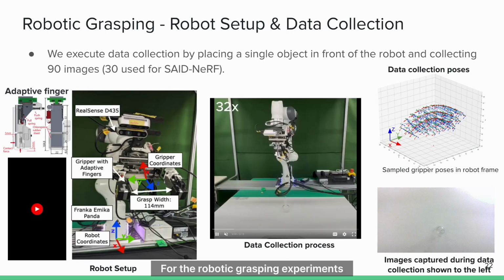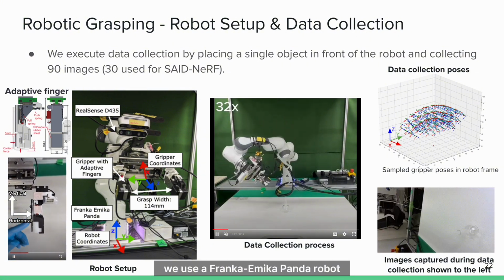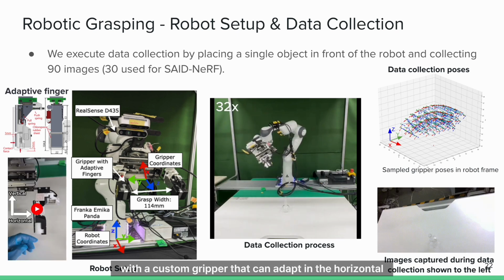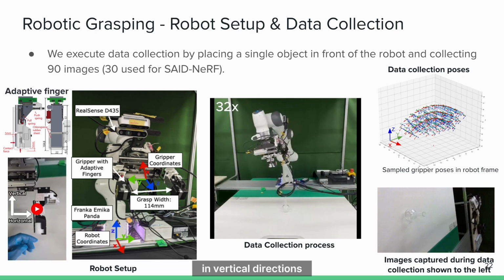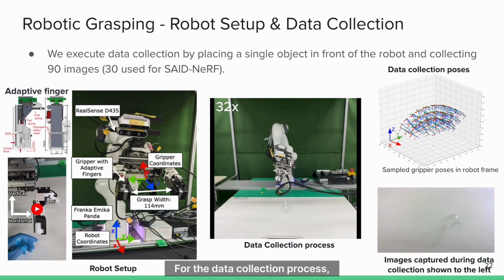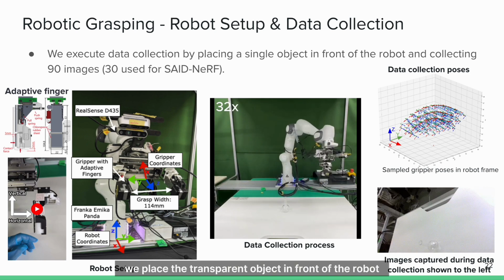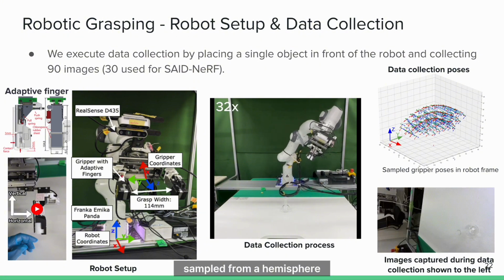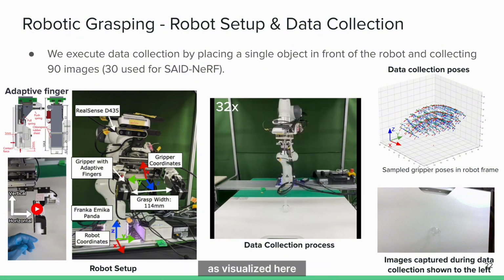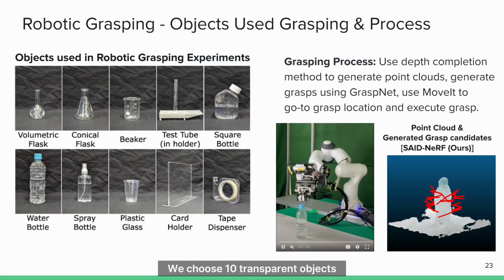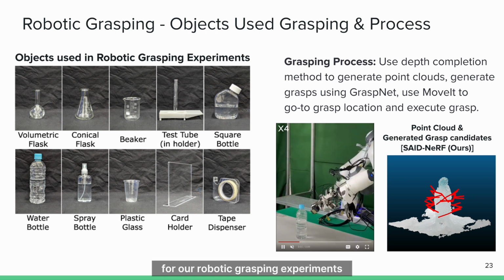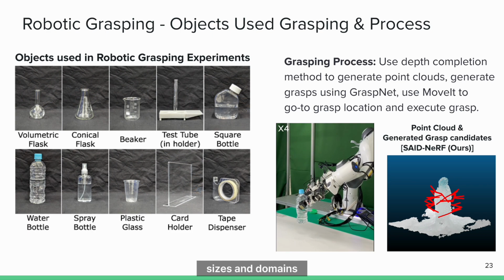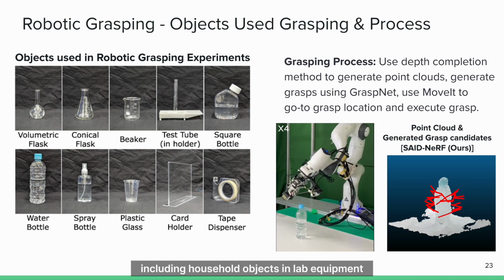For the robotic grasping experiments, we use a Franka Emika Panda robot with a custom gripper that can adapt in the horizontal and vertical directions. For the data collection process, we place the transparent object in front of the robot and have it collect several images sampled from a hemisphere, as visualized here. We choose 10 transparent objects for our robotic grasping experiments to span a wide range of shapes, sizes, and domains, including household objects and lab equipment.